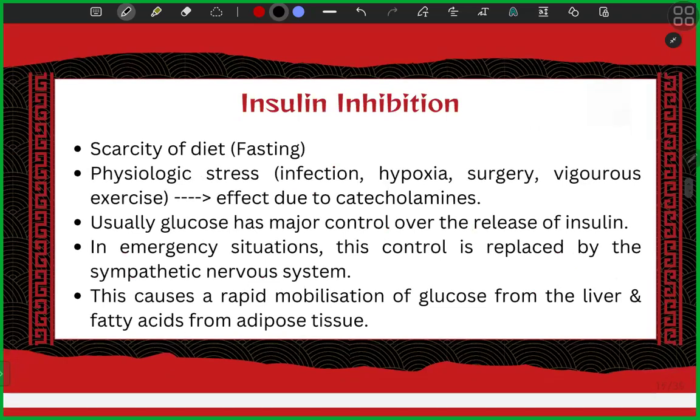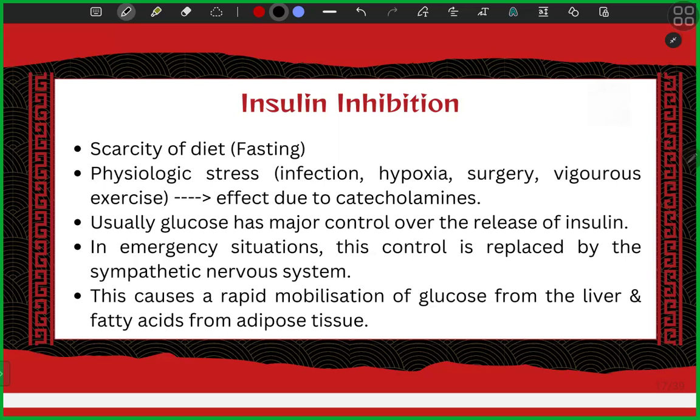All right, when is insulin inhibited? Insulin is basically an anabolic hormone. So if you consume glucose, if you consume amino acids, it's going to take all of that and store it. It's going to be inhibited if there is a scarcity of diet or you're fasting, or again, if you have physiological stress like infection, hypoxia, surgery, vigorous exercise, or you're in some kind of danger, right? This happens due to catecholamines like epinephrine and norepinephrine.